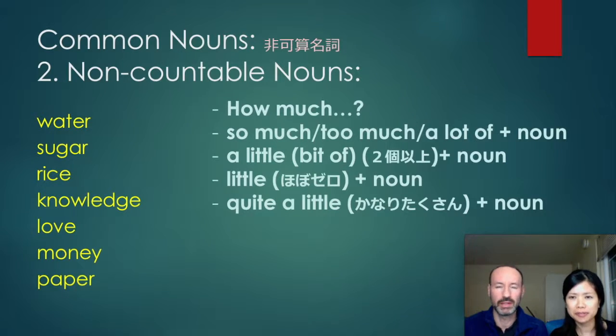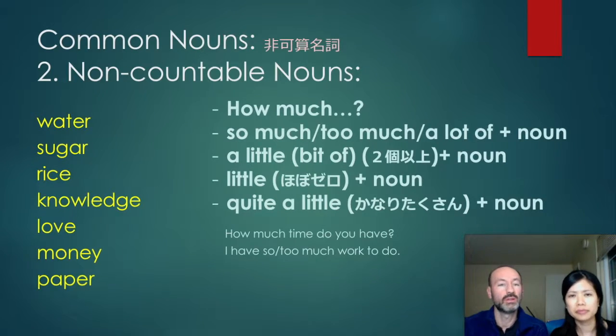Right. So again, the review questions. How much time do you have? It's a common question. You can answer, I have so much work to do, or I have too much work to do. They're very similar, but one is a little more negative, right? Too much work to do means negative. I'm kind of busy. I don't like it. I have too much work to do. It's a very unhappy feeling.